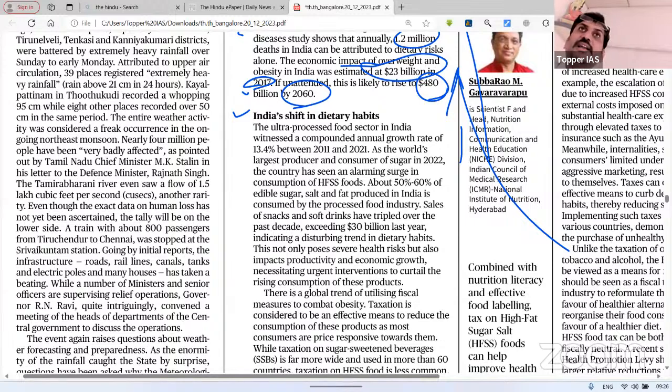So this article is highlighting putting more tax so that people will be discouraged from purchasing that. Okay, but I don't think so. No, that is your second part. We are talking about salt and sugar, which you cannot ban.